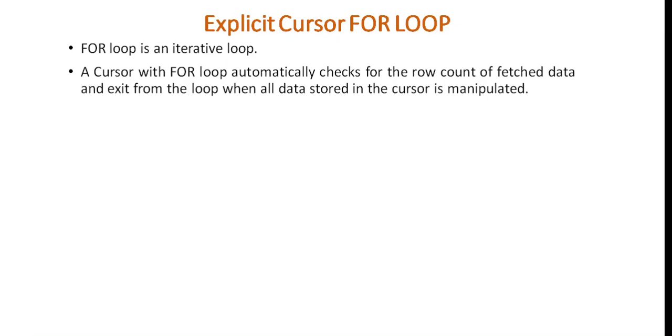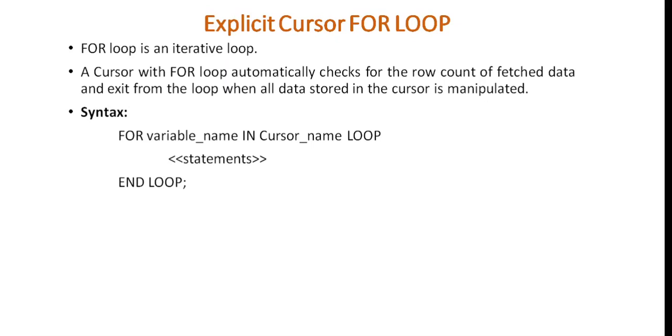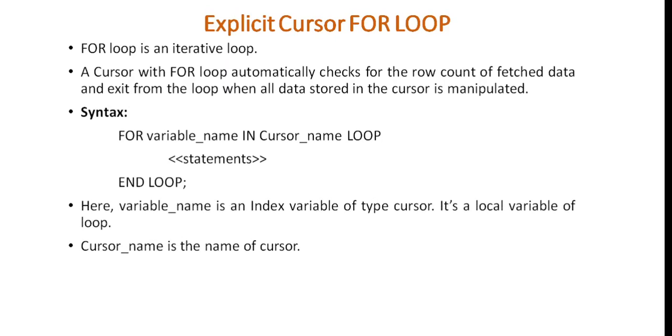When the count reaches 0, or reaches the maximum limit, it will automatically exit from the loop. The syntax for a cursor FOR loop is: first we write the for keyword, then the variable name, then the in keyword and the cursor name, loop, then after this write the executable statements and then the end loop command.